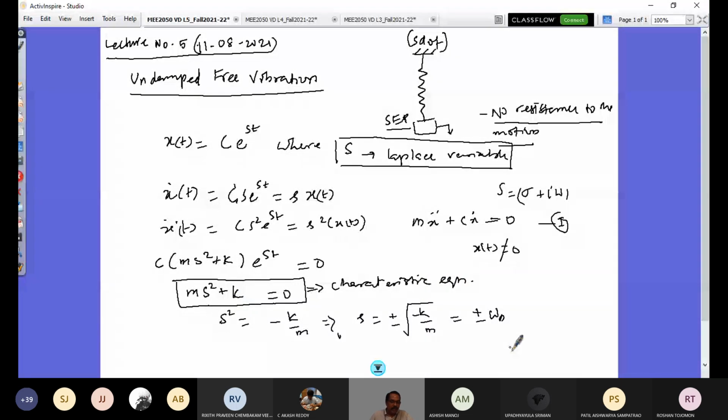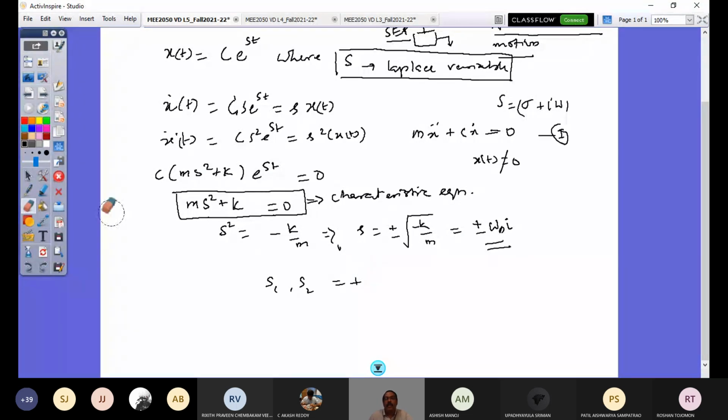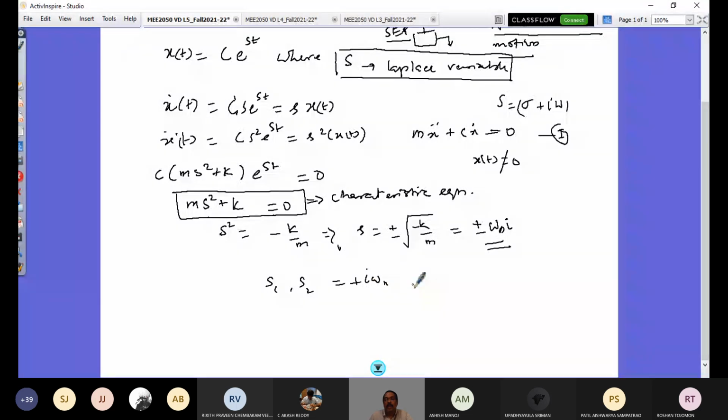The roots of this characteristic equation would now give me the solution. I have two roots, s1 and s2. This is i times omega n, because there is a minus inside. So it's going to be plus i omega n and minus i omega n. These are my roots.